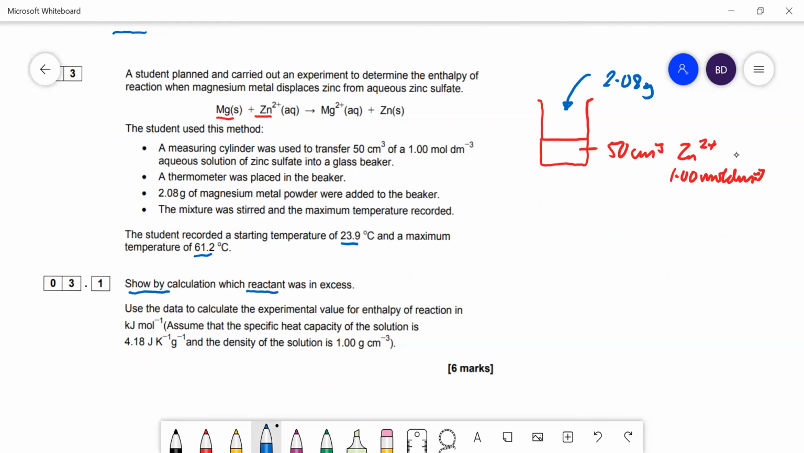Right, so these things, we can see the magnesium and the zinc ions, they react in a 1-to-1 ratio. So let's work out our moles of magnesium first of all. Got 2.08 grams, so moles Mg is equal to mass over Mr, 2.08 over, which should be Ar really because it's an atom, 24.3 for magnesium. That gives us 0.0856 moles.